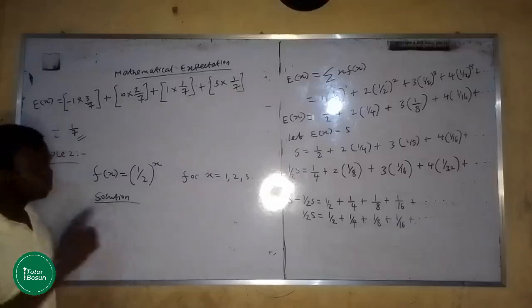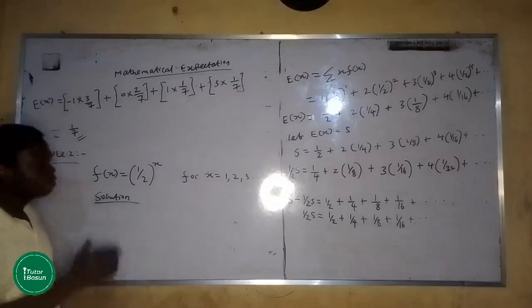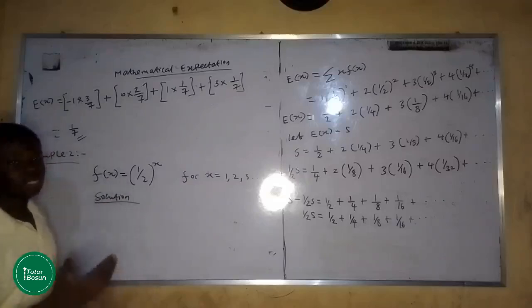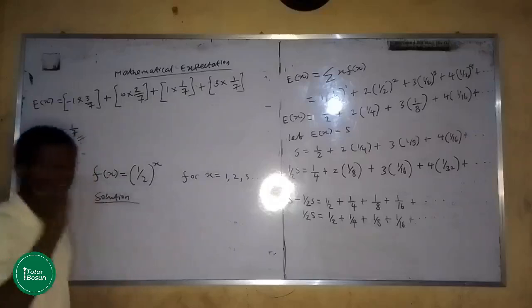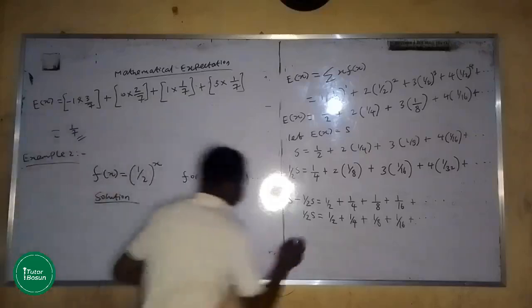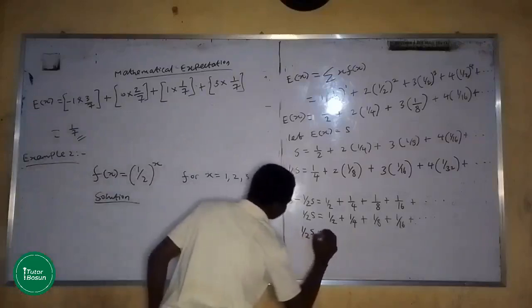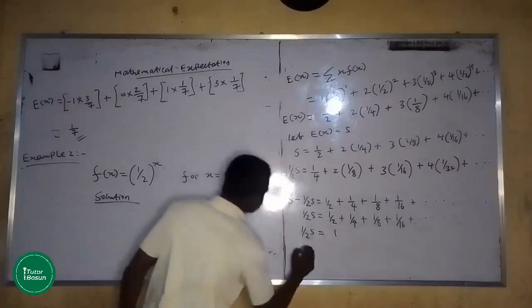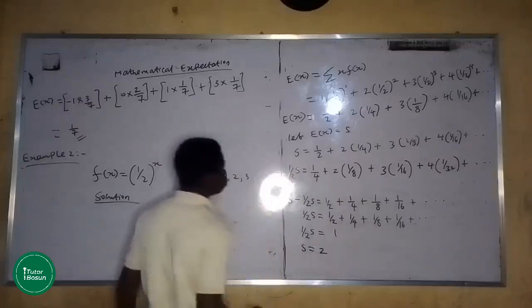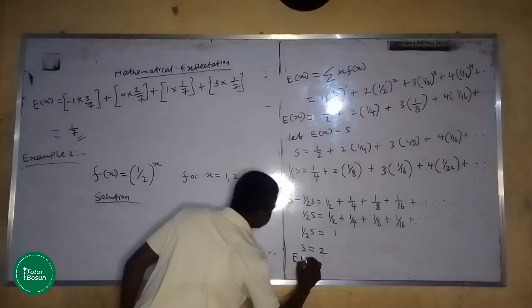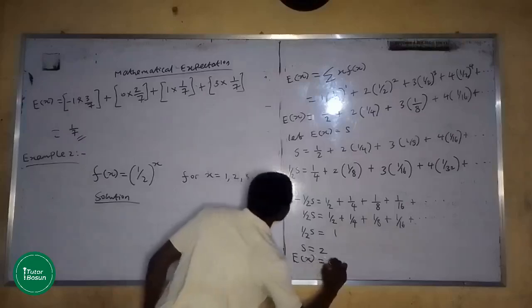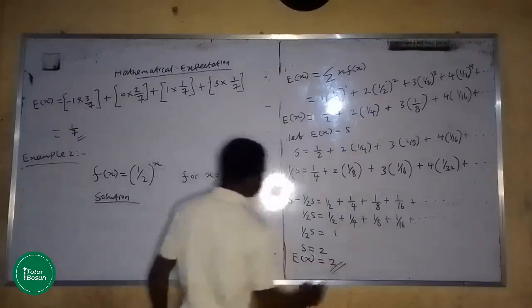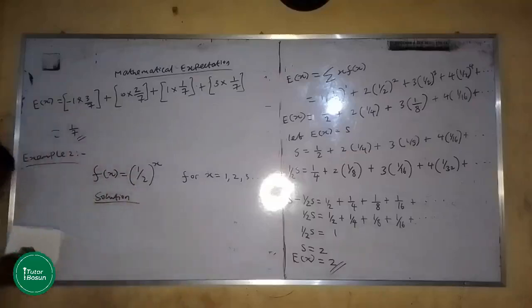0.999 something. So your value will be moving very close to 1. Then you should know that if you add it up to the right number of terms, the exact addition will be 1. So automatically half times s will be equal to 1. Then making s the subject, s equals 2. Automatically the expected value of x is equal to 2. And that's the answer to that.